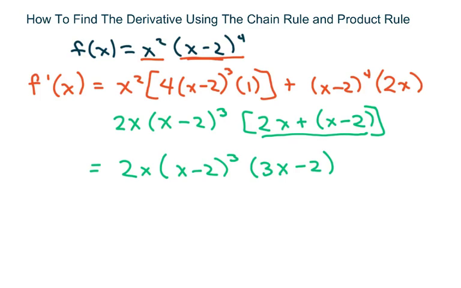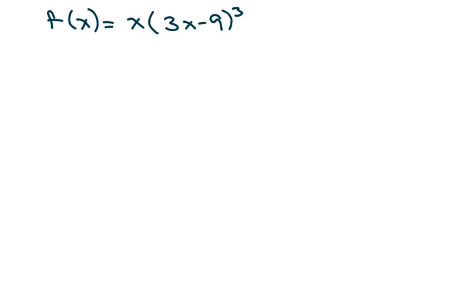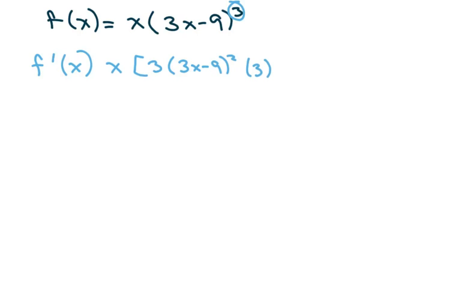Now the next one we're going to do is this one. So we're going to do the same thing. We're going to take the derivative. So you copy down x, and then we're going to take the derivative using the chain rule. So it's going to be 3 times 3x minus 9 squared times 3, which is the derivative of the inner function, plus you write this guy down, times derivative of the first function, which is just 1. I'm not even going to write it down.